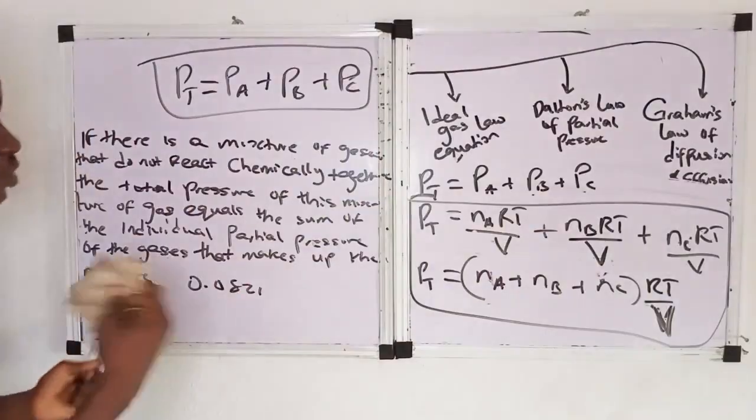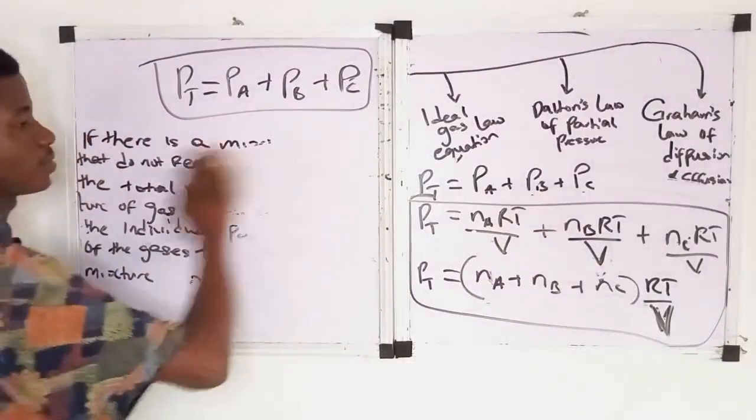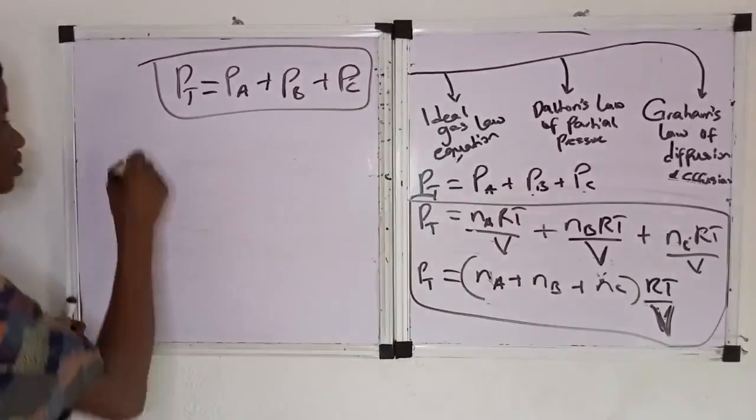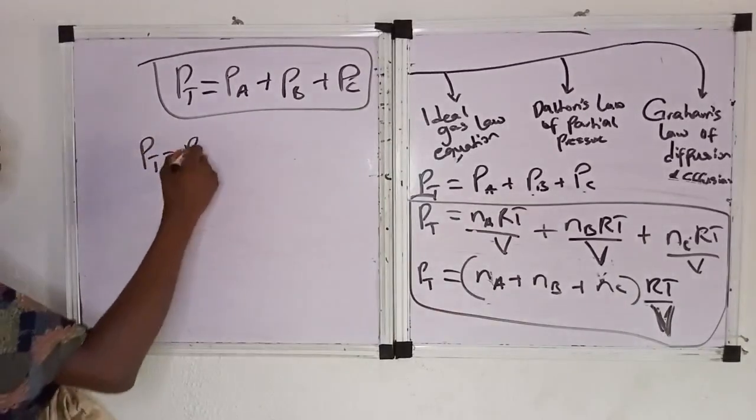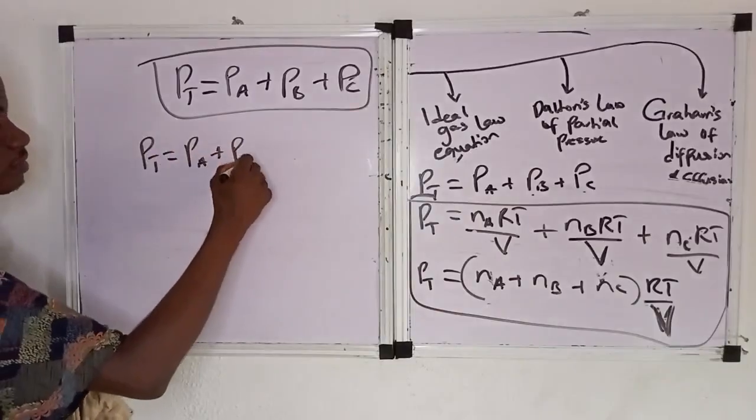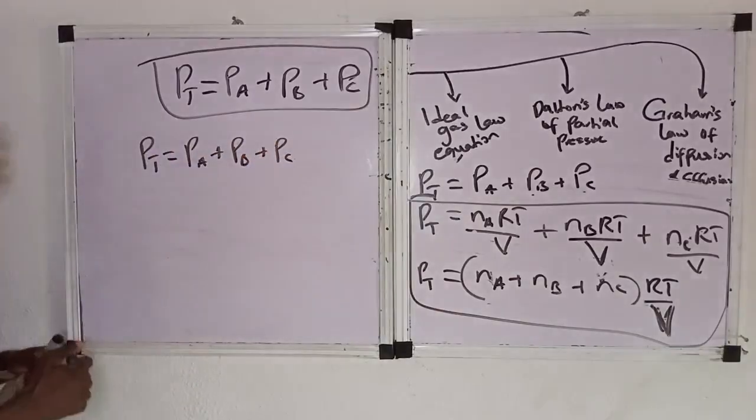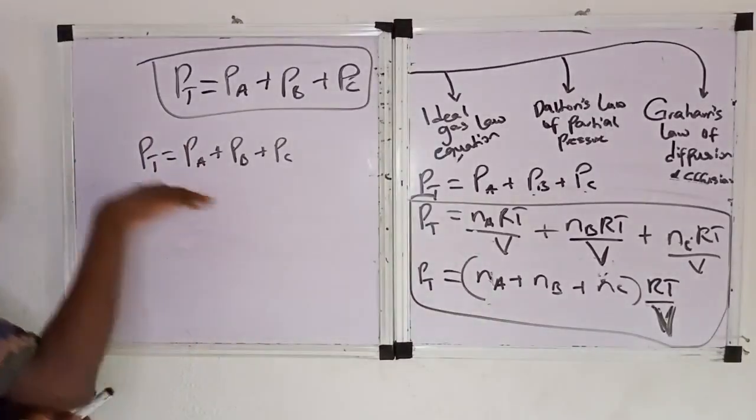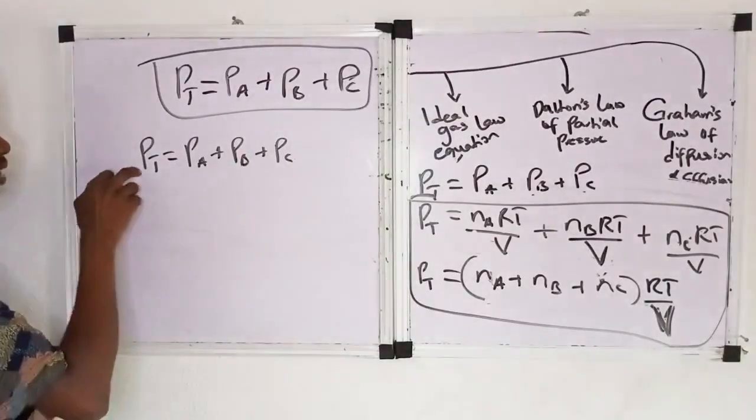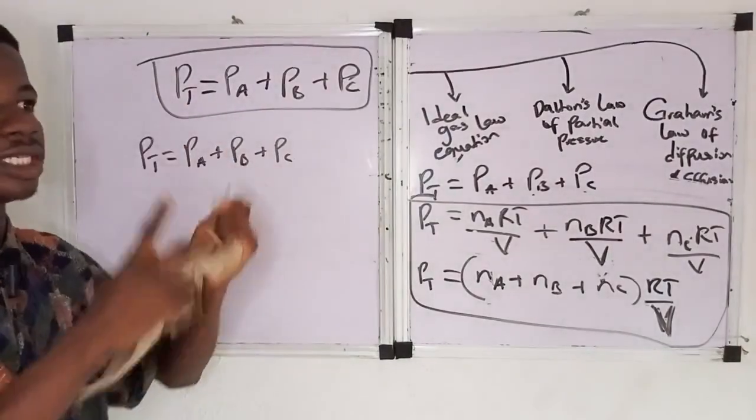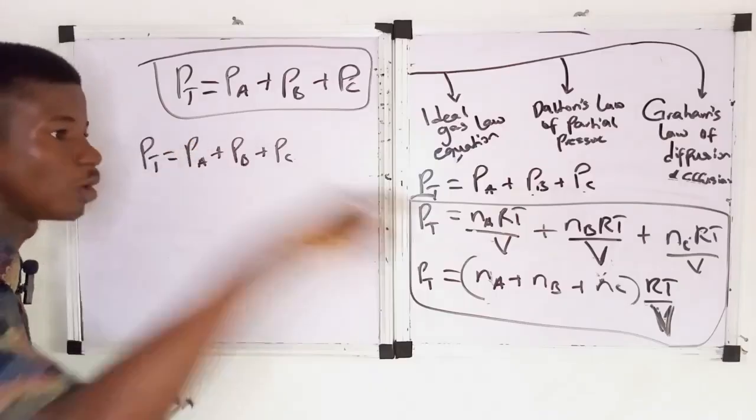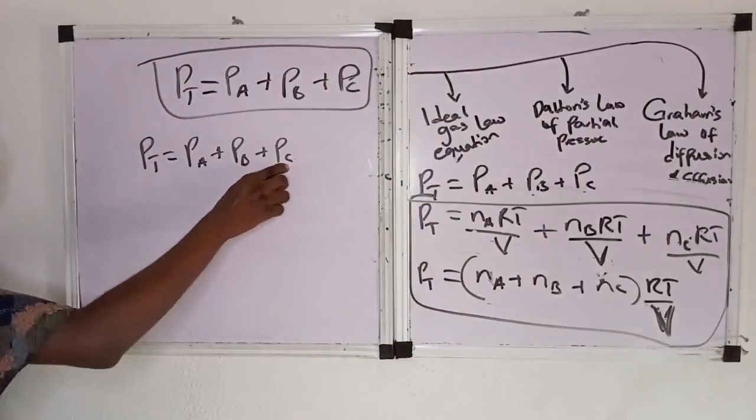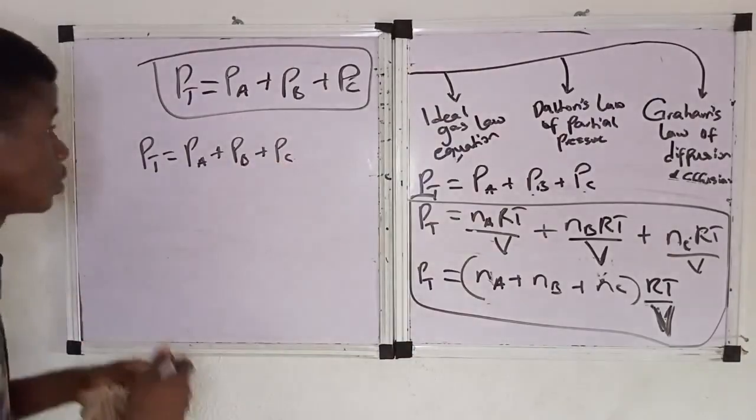Now, another formula you need to know is to calculate the partial pressure. Remember, I told you guys that total pressure equals the partial pressure of each of the individual gases. Now, to calculate the partial pressure of each gas, they will give you a particular question, they give you the total pressure, and they will ask you to calculate the partial pressure of one of the gases. Let's say they ask you to calculate the partial pressure of gas C, that is PC. How we're going to do it is very easy.